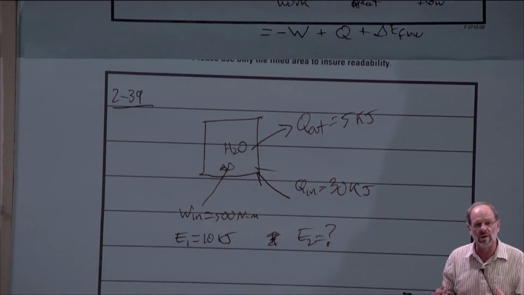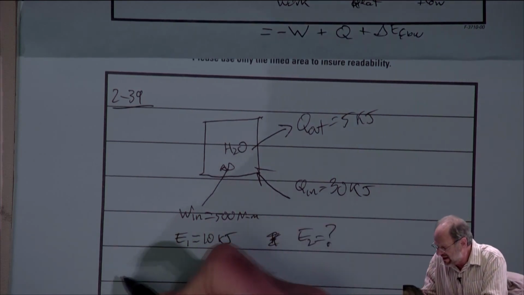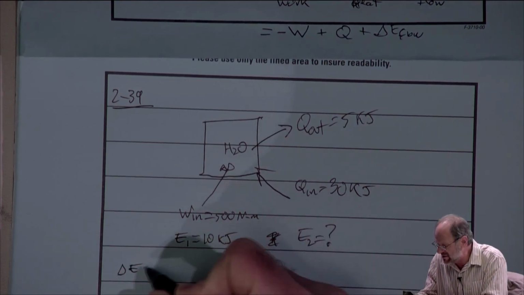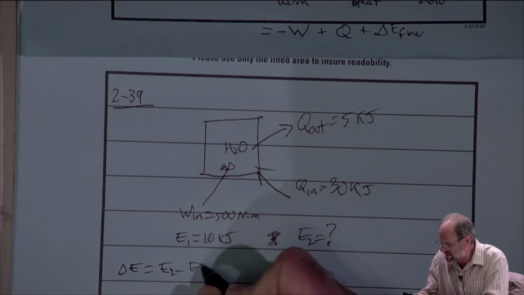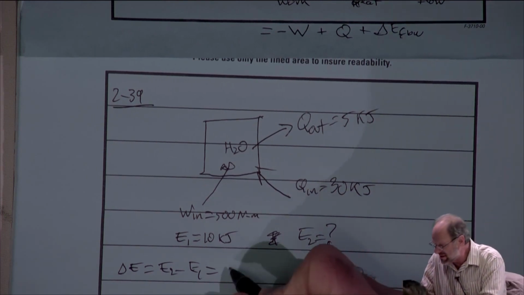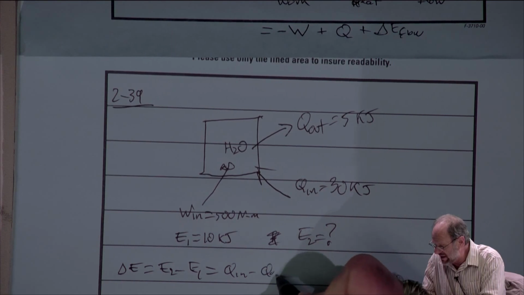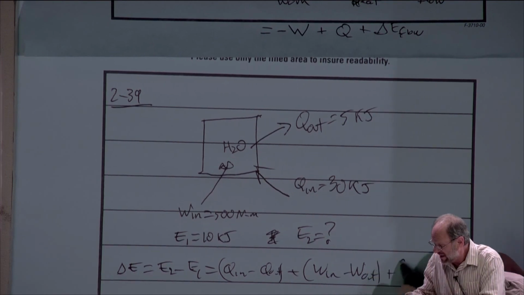All right, so what do we do in this problem? Well, we just have to think about which equation applies, and basically the equation is the one that we just finished looking at. So delta E, which is the difference between the final and the initial energy, is going to equal the difference between the heat in and out, and the work in and out, and the flow in and out.